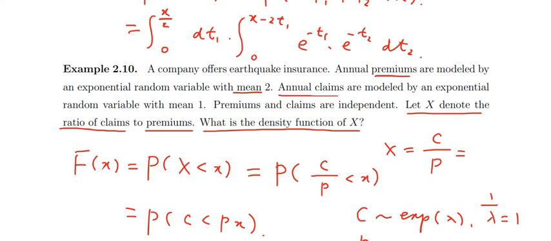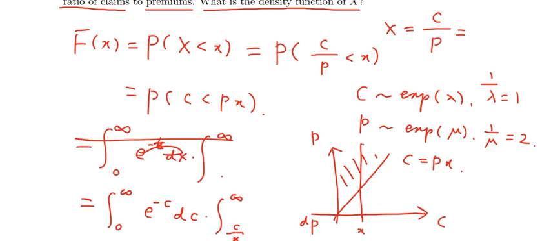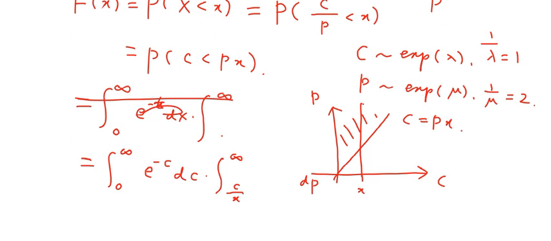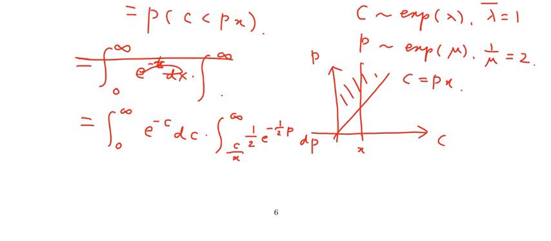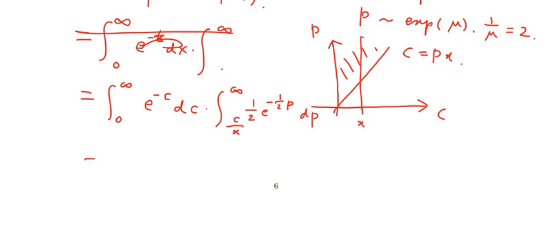So the function for P is for this exponential distribution with mean 2. So lambda is 1 over 2, so we use the density lambda e to the negative 1 over 2 p. This problem is just a math problem, so we should be careful with the integration. So this equals the integral from 0 to infinity of e to the negative c, for this part e to the negative lambda x.